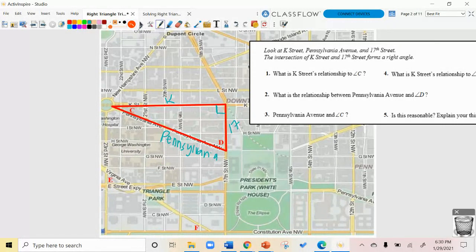Okay. So what is K Street's relationship with angle C? Angle C is the intersection of K Street and Pennsylvania Avenue. So what is the relationship between K Street and angle C? I'm in DC and I'm standing right here at this corner. K Street is blank to where I'm standing. Oh, it's adjacent.